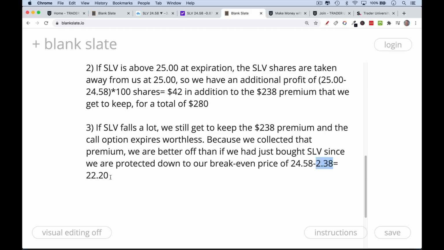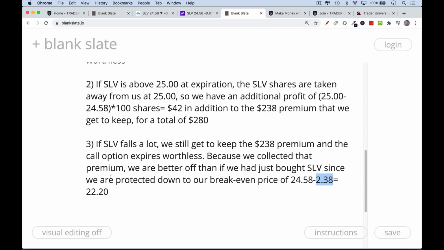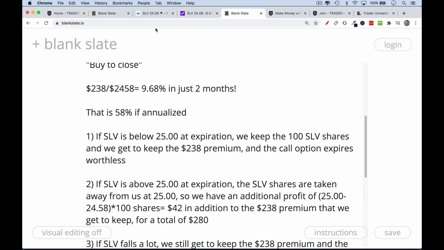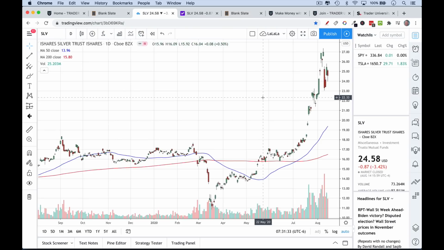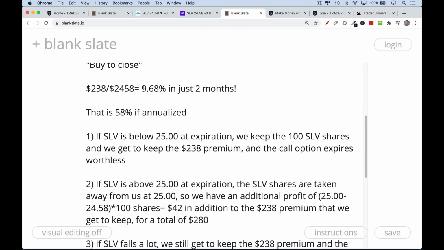Below that, obviously the worst that can happen is SLV goes to zero. This would never happen because it's a precious metal and a commodity, but it could fall a lot. Anything could happen, especially in 2020. It could fall down to 15 or something like that. And so that's where the risk of the trade comes, and that's why you need to be bullish on it, or at least think that SLV is going to stay around 24.58 and/or go higher. So that's how the trade works, 9.68% in just 2 months.